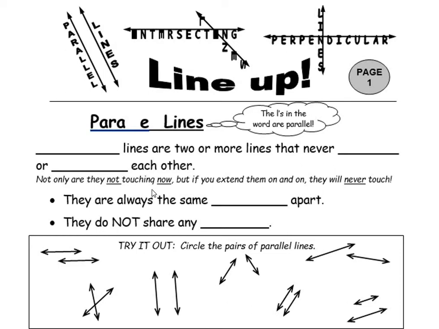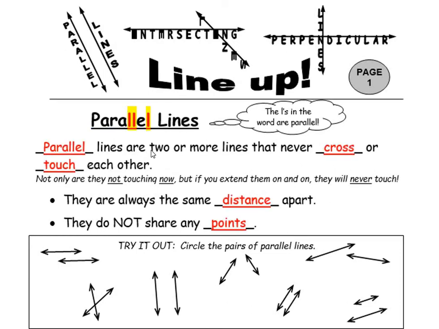The first type of line we're going to talk about is parallel lines. It's really easy to remember these because in the word parallel, there are three L's that are parallel to each other. The definition of parallel lines is two or more lines that never cross or touch each other. So not only are they not touching now, but if you extend them on and on, they will never touch each other. They are always the same distance apart, and they don't share any points.